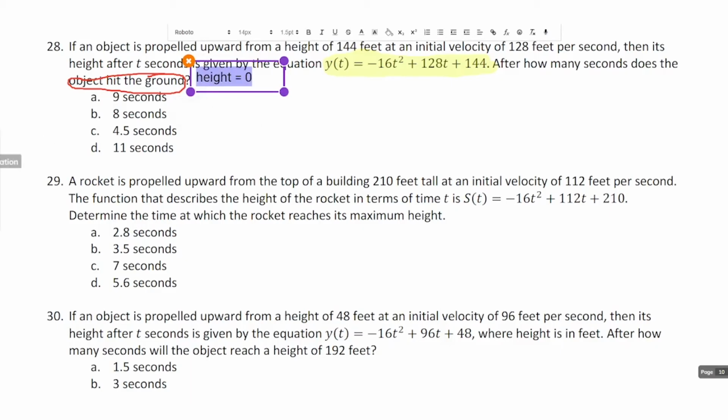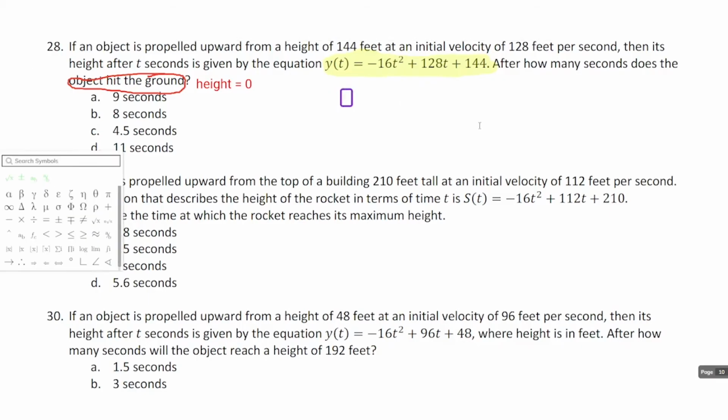The height is 0 when it's on the ground. So what we need to do is figure out what value we can plug in for t that will make it 0. So really we're trying to solve this equation: negative 16t squared plus 128t plus 144 equals 0.